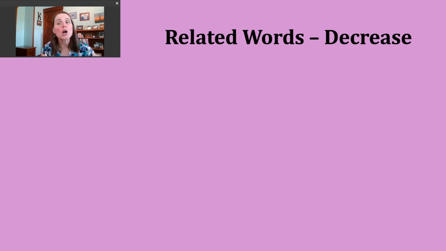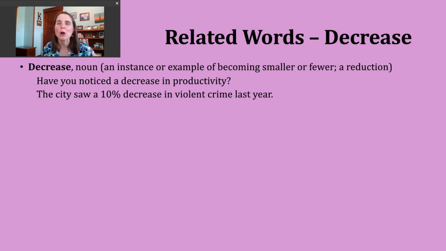Now, let's spend a moment talking about some words that are related to our verb decrease. Okay? And the first word we're going to talk about is just the noun form of this word. The noun decrease has the same spelling and the same pronunciation. It could be used in mainly two different ways. So we could be referring to an instance or an example of something becoming smaller. An example of this might be, have you noticed a decrease in productivity? Right? So kind of wanting to know, is maybe employee or staff productivity lessening or becoming not as great?